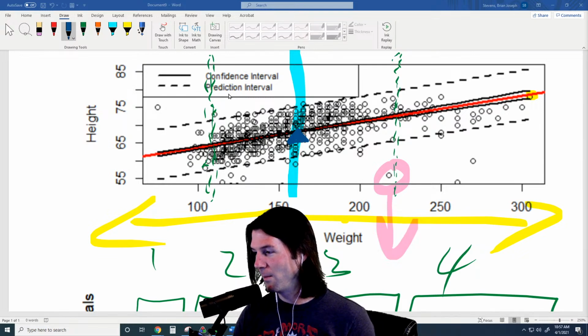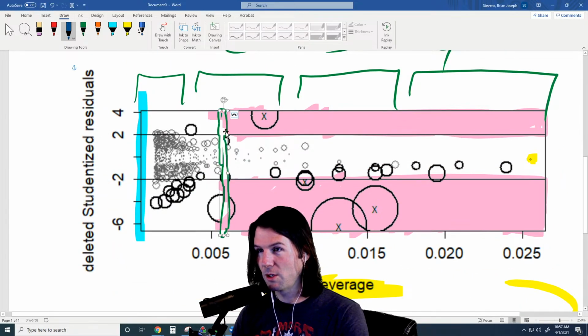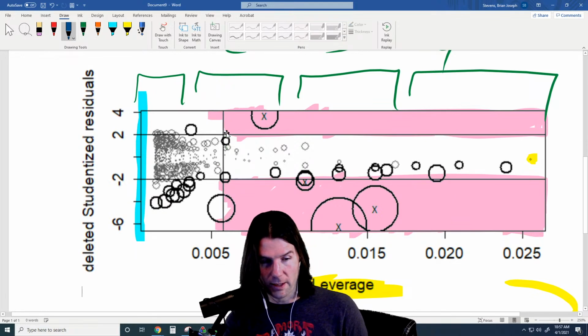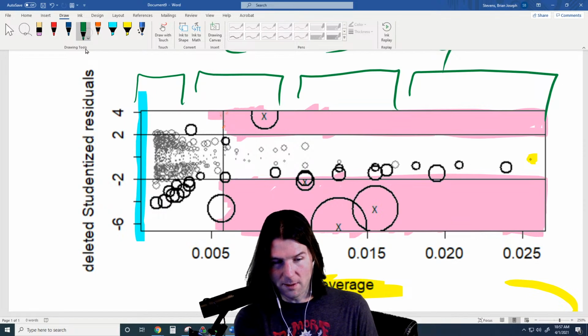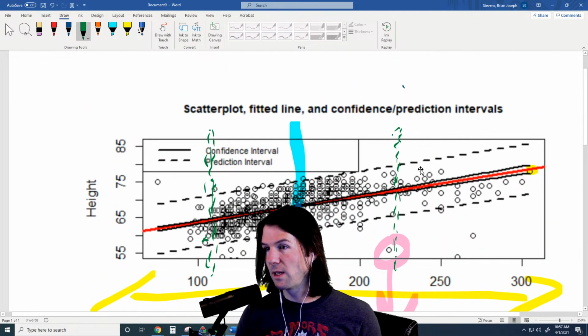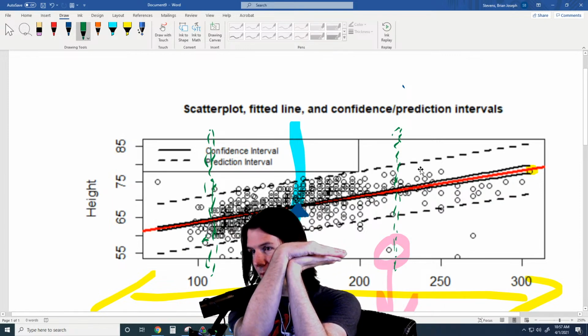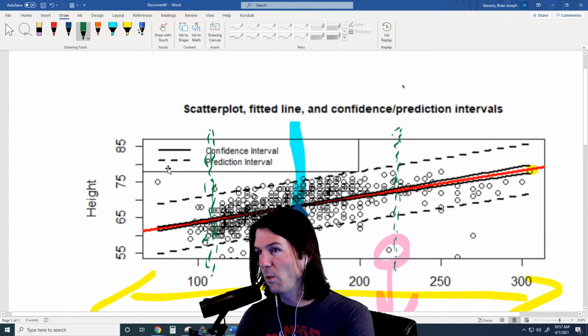Does that make sense? We don't have to get the points to do it. It does it for us down here. This green line right here, I should have made it a dotted green line. That green line is the same as the dotted green lines right here because they're going to fold over on top of each other like this. Does that make sense? Like the idea of leverage, this point over here has high leverage.